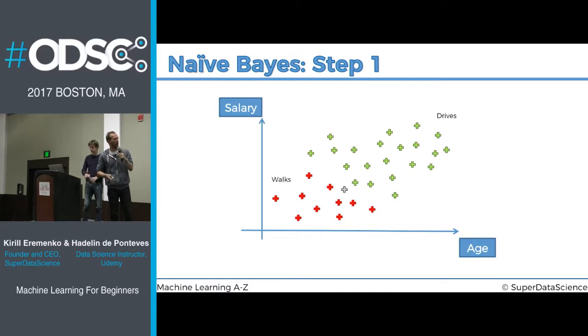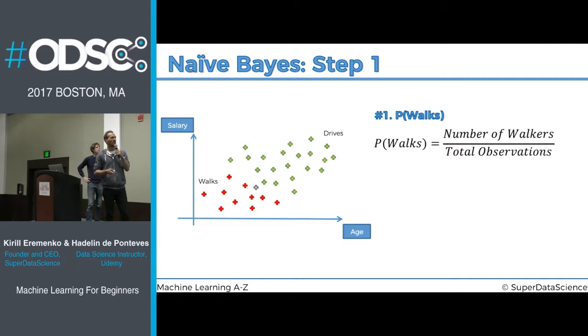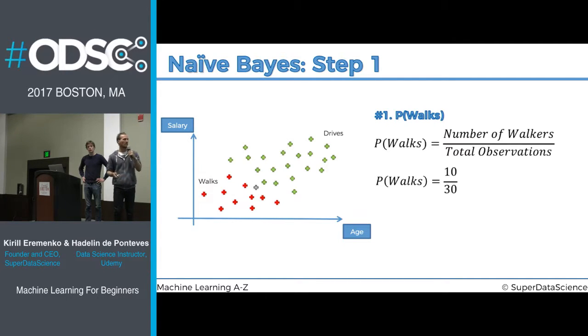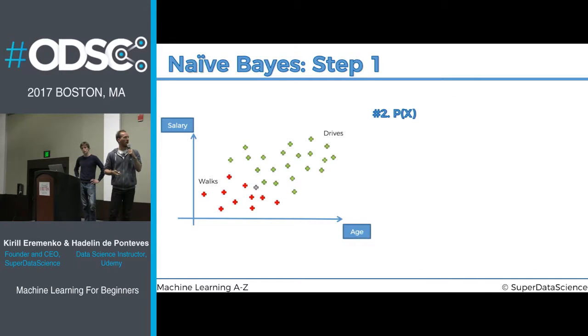So ready? Let's go. First thing, okay, we've got that new point, there it is. How do we calculate the probability that they walk? Well, not knowing anything about them, that's what it means. How do we calculate it? It's the number of walkers in your whole organization or in this whole scatter plot divided by the total number of observations, 10 over 30. There's 30 total, and 10 people walk, 20 drive. So that's 10 over 30, that's easy. That's going to be your first part over there. And the second one we're going to calculate is the probability of actually having the parameters that they have, the age and the salary.